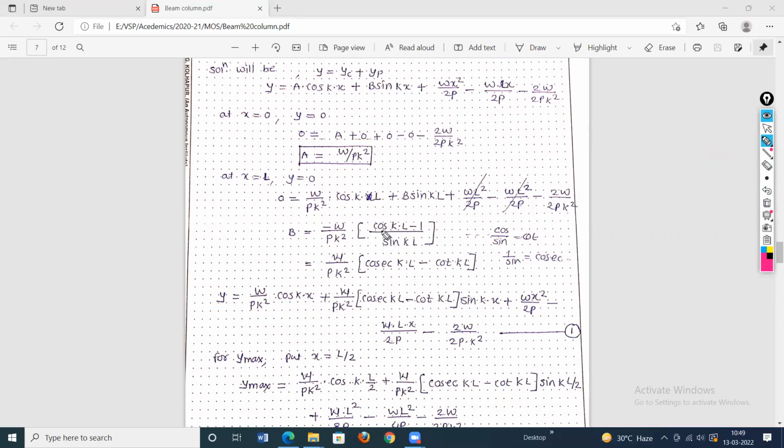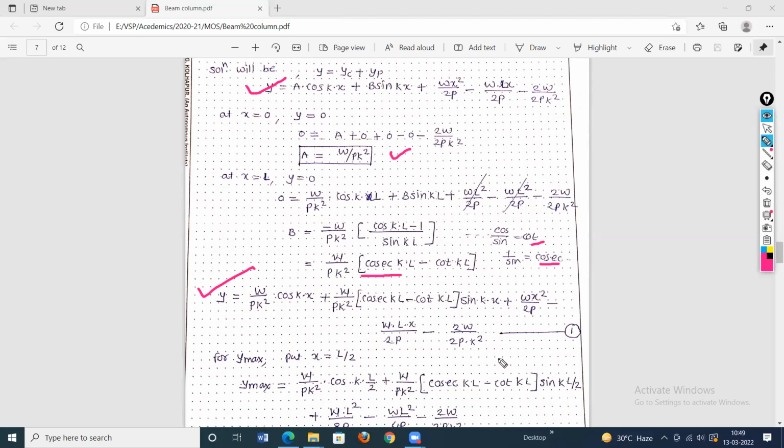Then here, 1 upon sine, as we know, is cosec, and cos divided by sine is a cot term. Substitute in this equation. Finally, this will be the term for the constant B. Then A is known, B is known, substitute in the deflection equation. So finally, the deflection for this particular case, that is, a beam column subjected to UDL, is equation number 1.